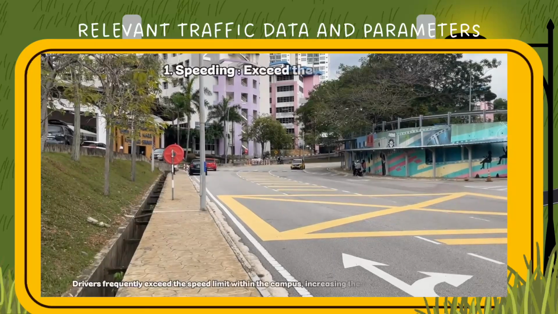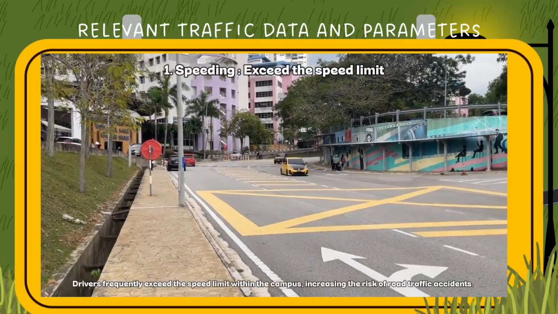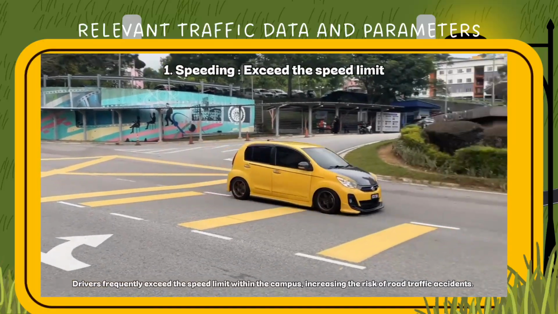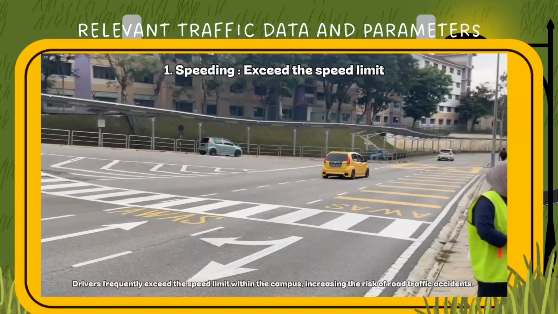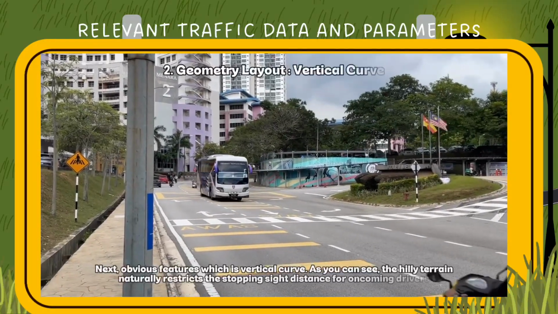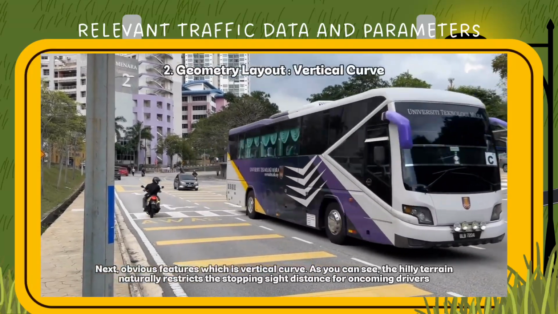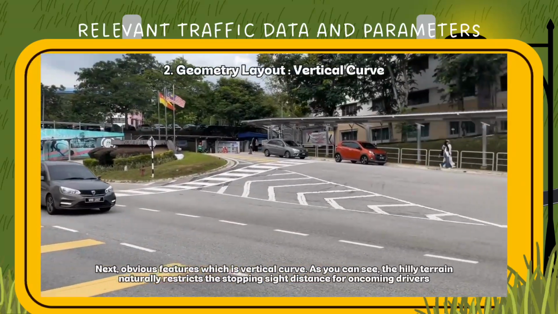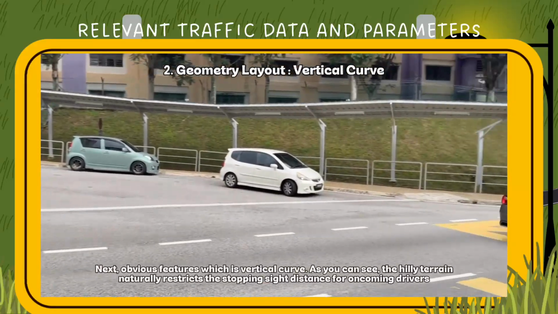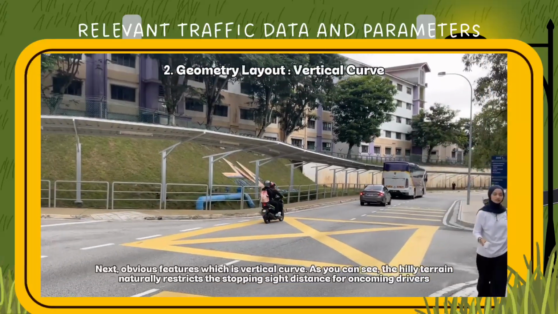First, speeding. Drivers frequently exceed the speed limit within the campus, increasing the risk of road traffic accidents. Second is geometry layout, the vertical curve. Next, the obvious feature, which is the vertical curve. As you can see, the hilly terrain naturally restricts the stopping sight distance for oncoming drivers.